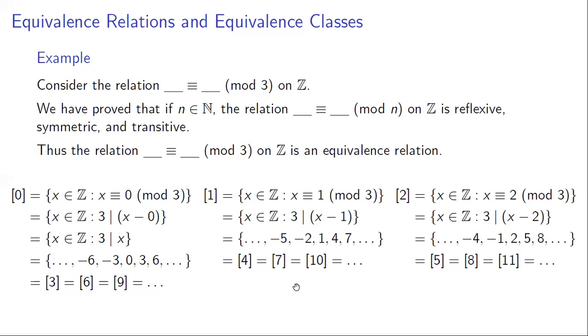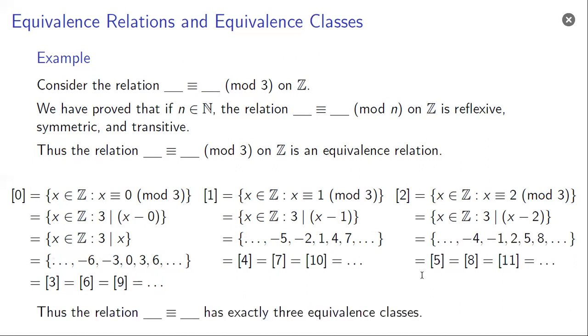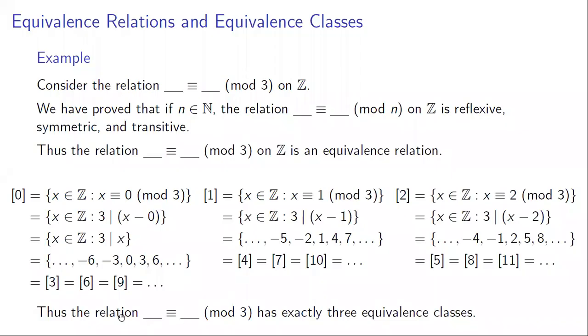And we also reason that all of these other things are just other names for this set. So we have 3 sets. So I would say thus the relation of congruence mod 3 has exactly 3 equivalence classes, right? This is the first, this is the second, and this is the third.